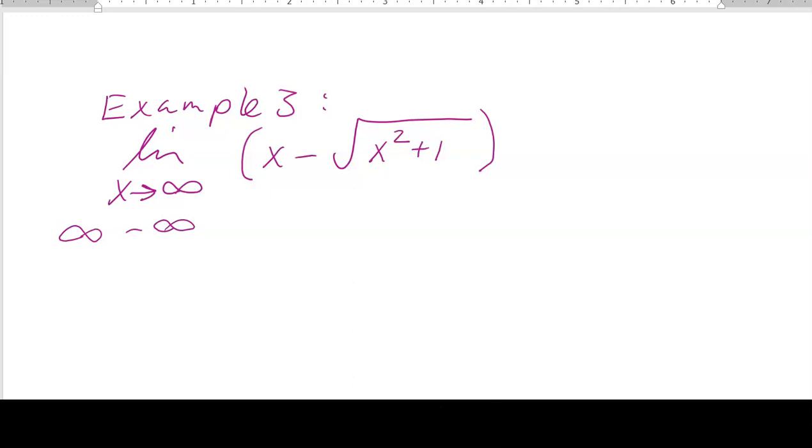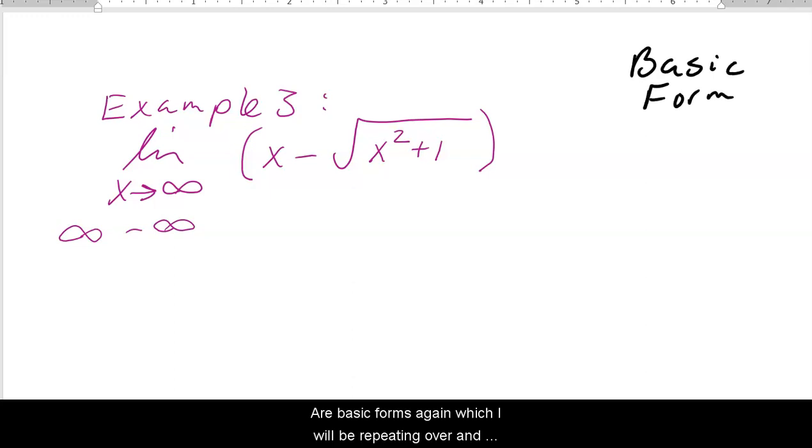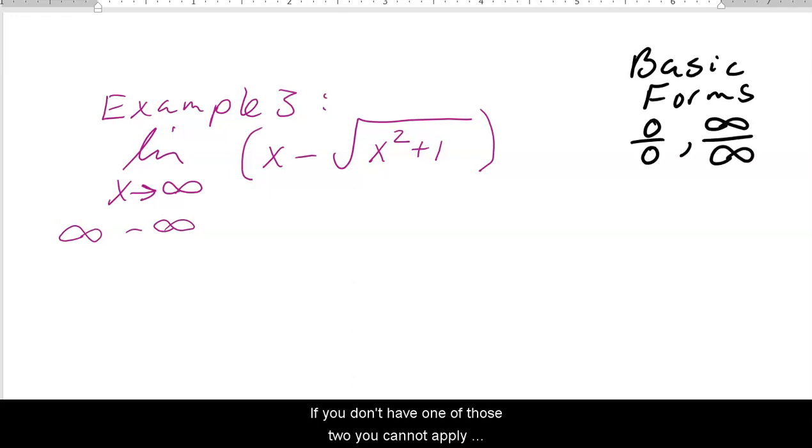In chapter 2, when we solved these, we multiplied the numerator and the denominator by the conjugate. Multiplying the numerator and denominator by the conjugate gave us a way to algebraically manipulate it to try to get some cancellation. In this case, we don't necessarily want to do that, but we do need to have one of those two basic indeterminate forms. Our basic forms, again, which I will be repeating over and over again, are 0 over 0 and infinity divided by infinity. If you don't have one of those two, you cannot apply L'Hopital's rule.